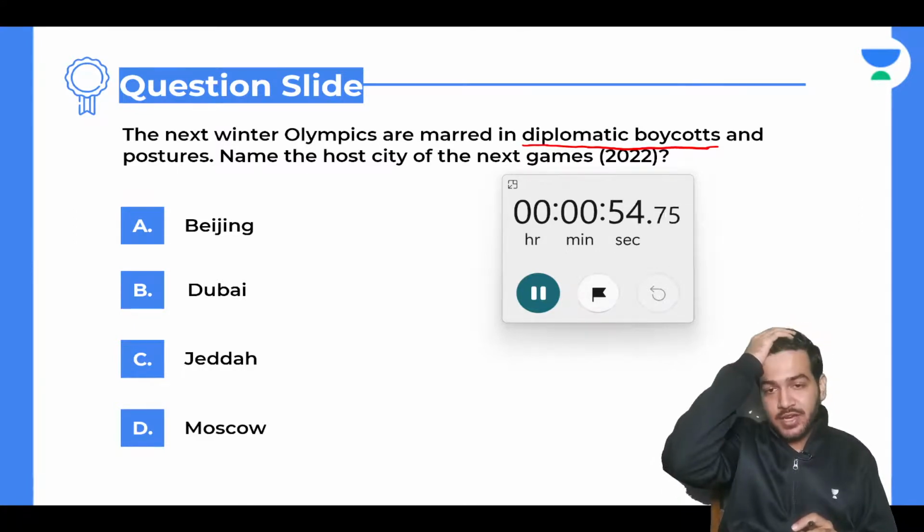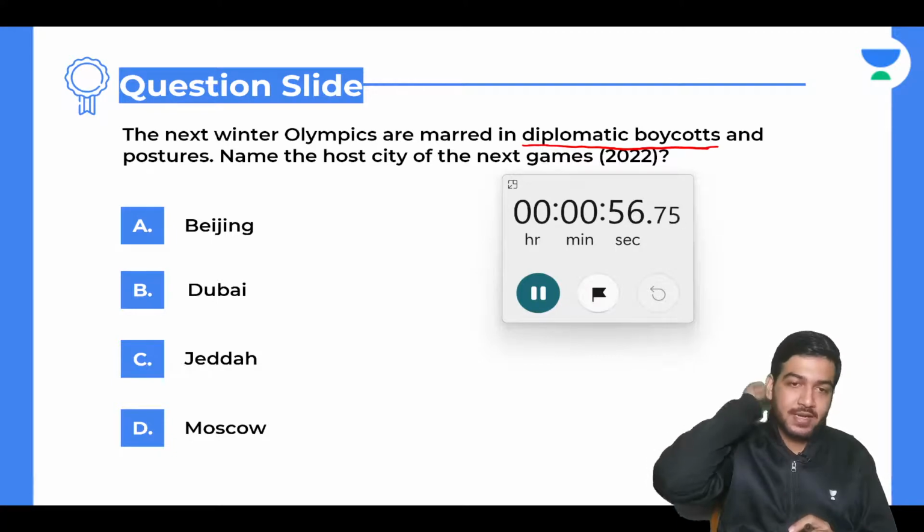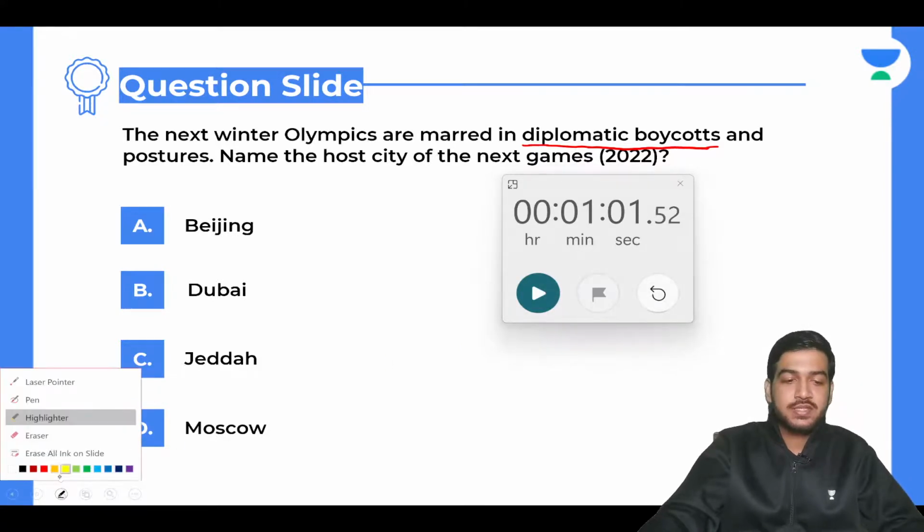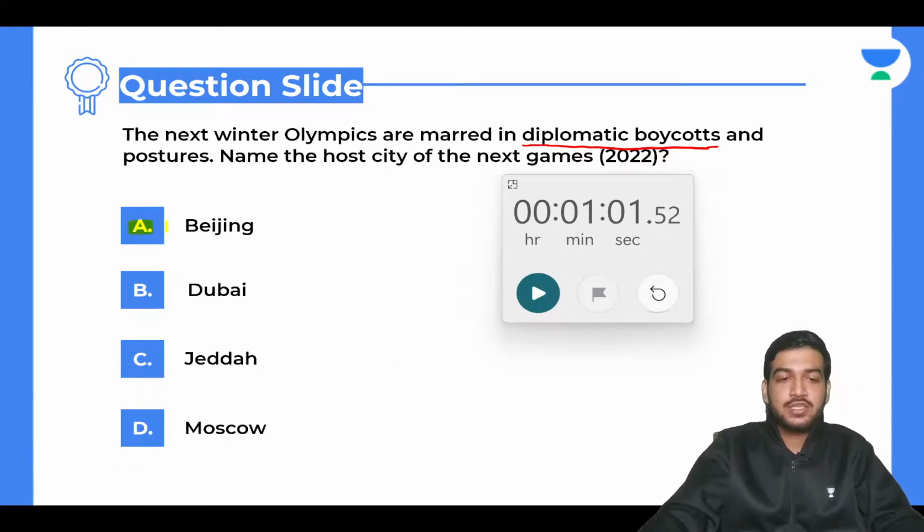4 countries have announced that they will be diplomatically boycotting the next Winter Olympics. So therefore it is a very important news for us. The answer to this question is A. Beijing in China. After the 2008 Summer Olympics, Beijing is hosting the Winter Olympics in a very recent time.